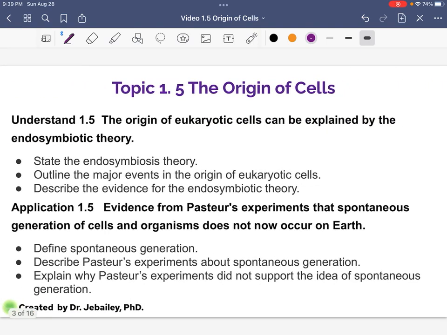We're also going to talk about how the eukaryotic cells arose, and we do this by talking about the endosymbiotic theory. So we're going to talk more about how eukaryotic cells basically evolved from prokaryotic cells. And then eventually, again, talking about Pasteur's experiments and how he disproved spontaneous generation, and talk about other organisms that do not occur on our Earth. We're just basically going to talk about his experiment again. So this is what topic 1.5 is about.